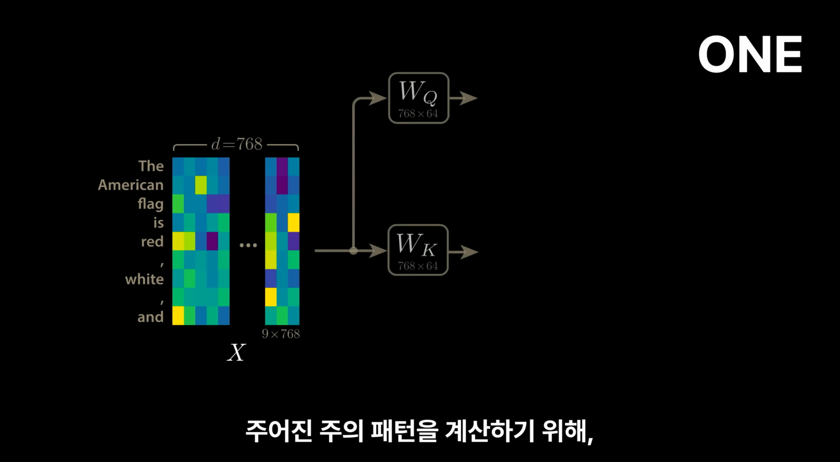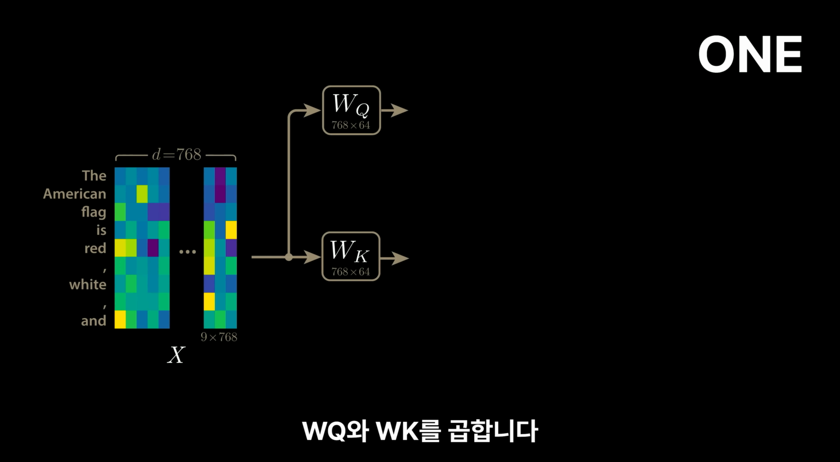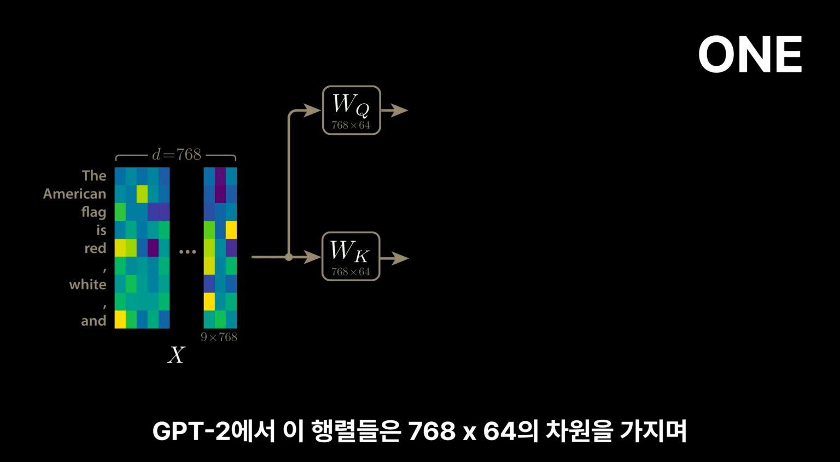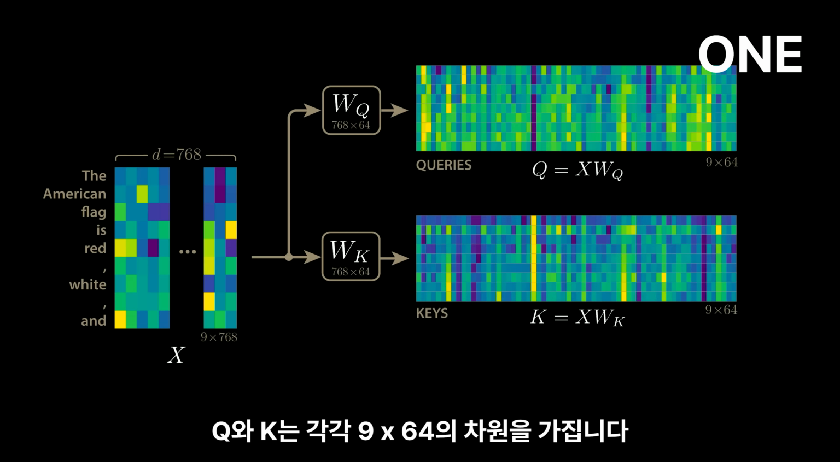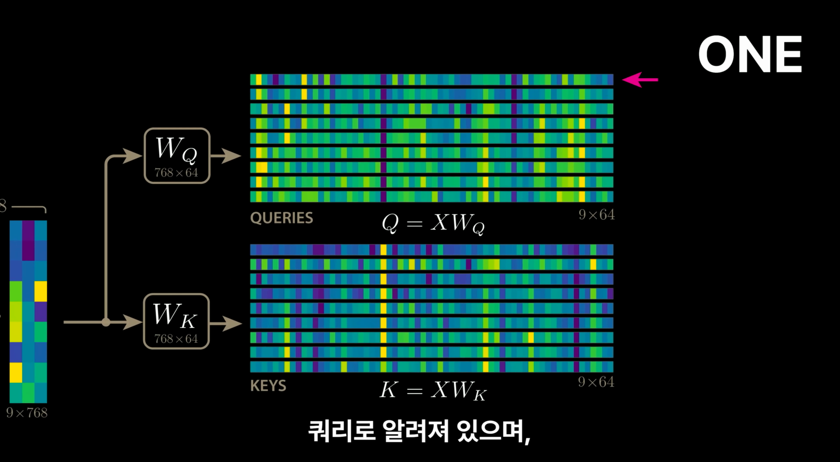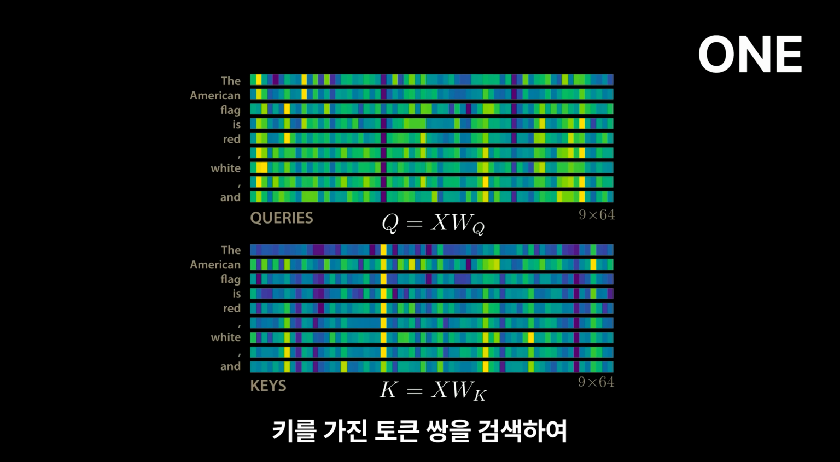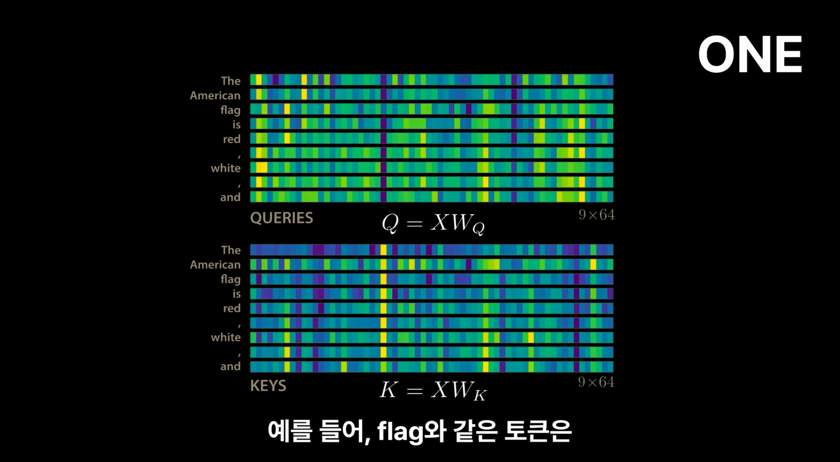To compute a given attention pattern, we multiply our input matrix X by 2 separate sets of learned weights, WQ and WK. In GPT-2, these matrices are of dimension 768 by 64, and result in 2 new matrices, Q and K, each of dimension 9 by 64. The rows of our Q matrix are known as queries, and the rows of our K matrix are known as keys. The core idea of attention is that we now search for pairs of tokens that have similar queries and keys, allowing the model to learn various relationships between tokens.